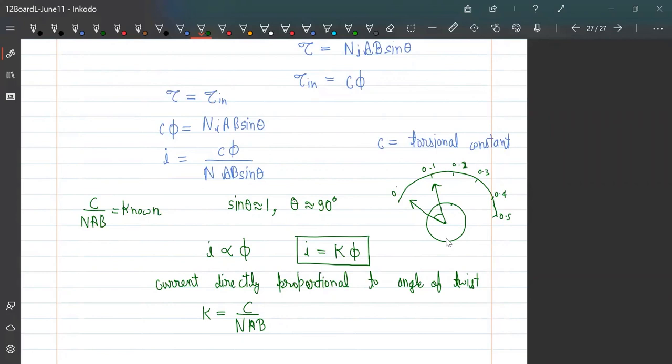The angle of twist is directly proportional to the current and that property we can use to measure. Okay. There are some characteristics of a galvanometer. First thing which is called is the current sensitivity. That is called angle of twist per unit current, phi by I. Phi by I is just N A B by C. This is current sensitivity.